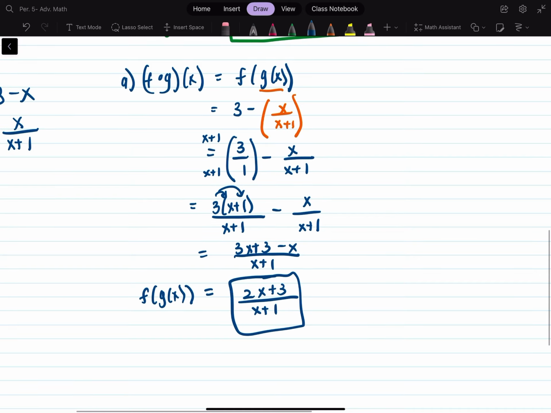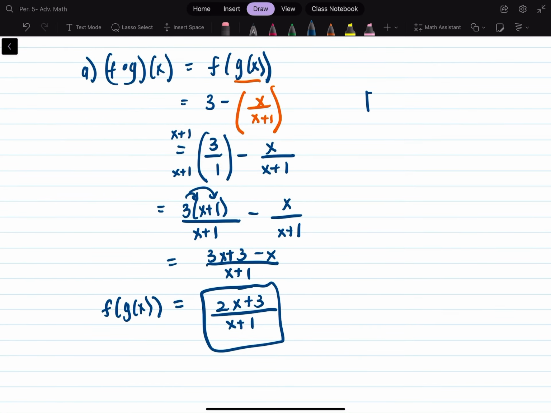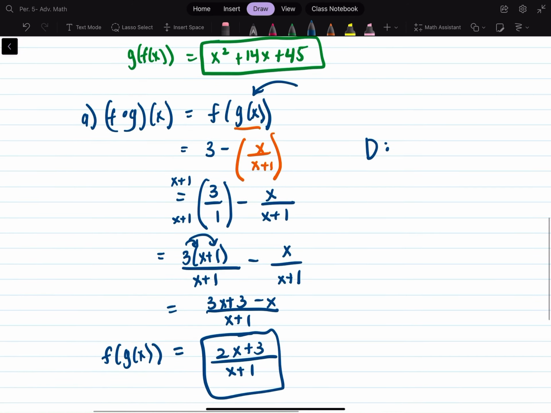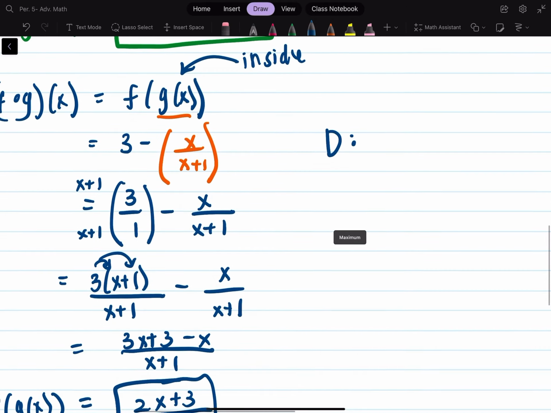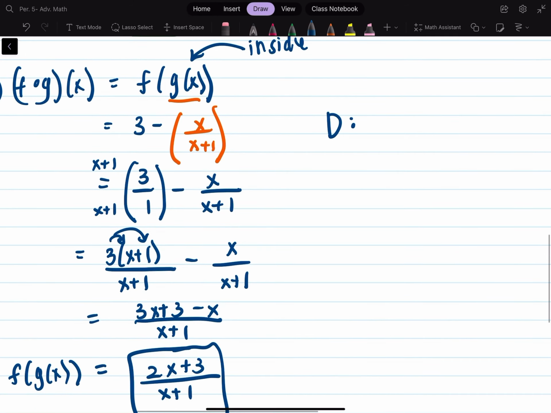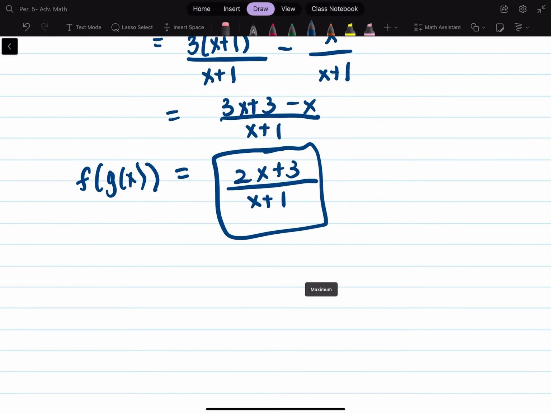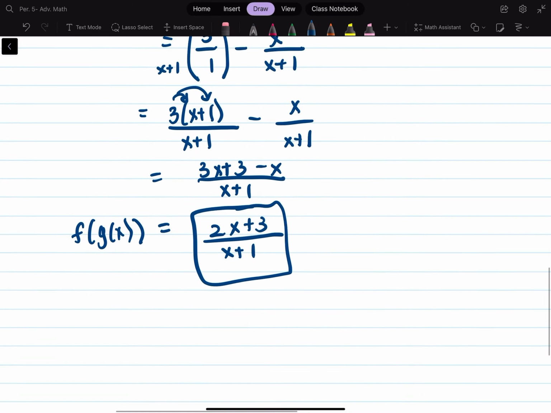Now what we need to go ahead and state is the domain of this function. Again, to find the domain, you first need to find the domain of the inside function. Then once you have that domain, that is automatically going to be excluded from your domain if there's something that needs to be. And then you have to look at your new function, and if there's something from here that needs to be excluded, then you also need to include this.